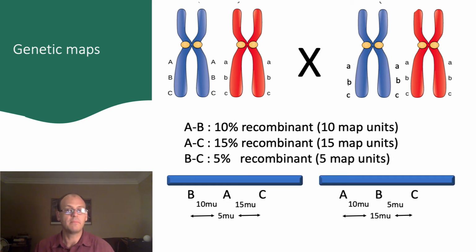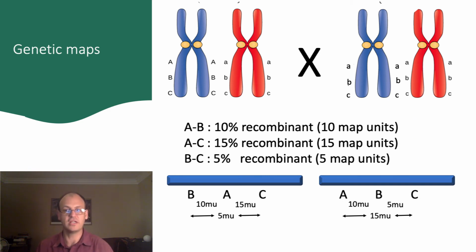We can use map distances in order to identify the order of genes. In this example, we find that the distance between genes A and B is 10 map units, 15 map units between A and C, and 5 map units between B and C. With this data, we can try to figure out the order of genes along the chromosome.